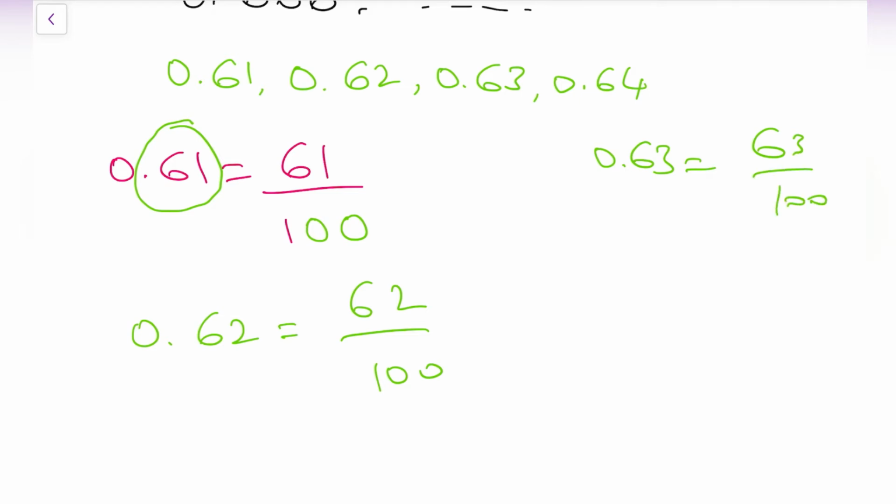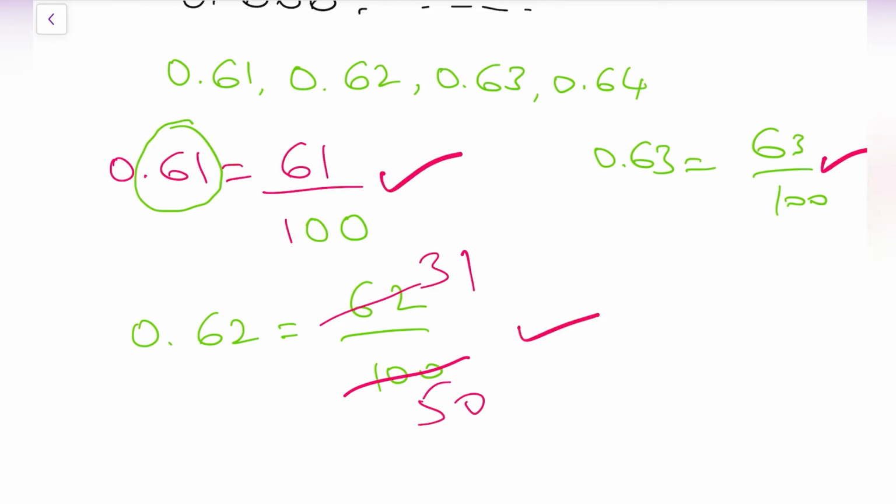Here in any case, if simplification is possible, you can simplify. For example, 2 31s are 62, 2 50s are 100. So 61 by 100, 31 by 50, 63 by 100. These are three rational numbers which lie between 3 by 5 and 2 by 3. Not only this, still infinite you can write. Infinite rational numbers will be there between any two given numbers.